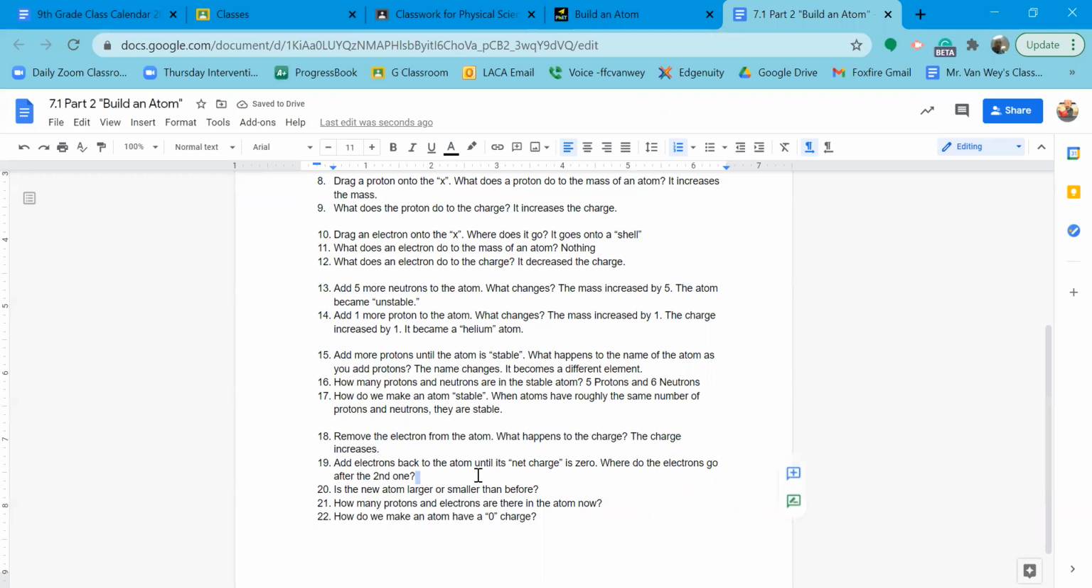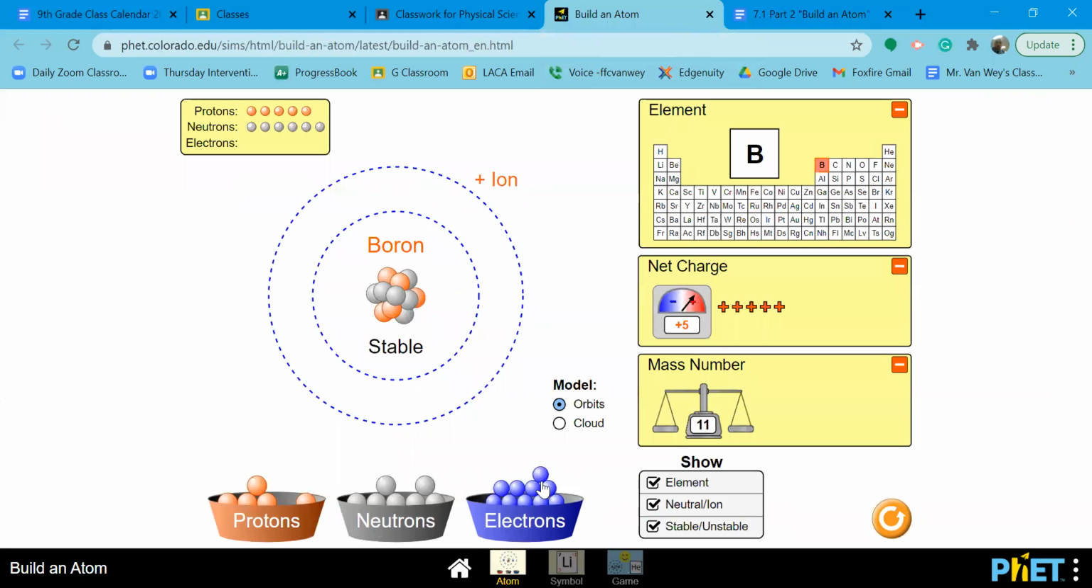Add electrons back to the atom until its net charge is 0. Where do the electrons go after the second one? So adding electrons, 1, 2. I need 3 more to make the net charge even, 0. So now it's down to 2. Now it's 1. Okay. Now it's a neutral atom.